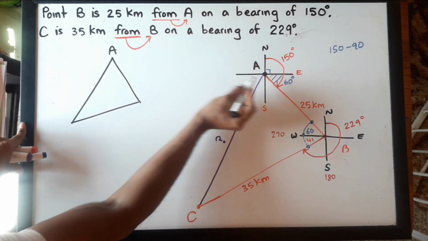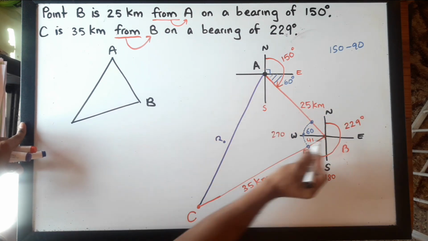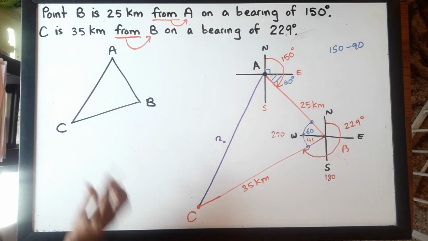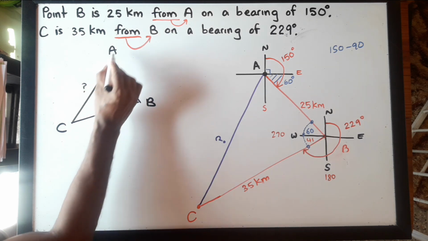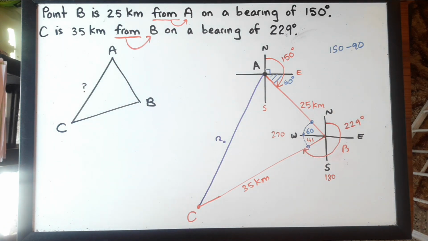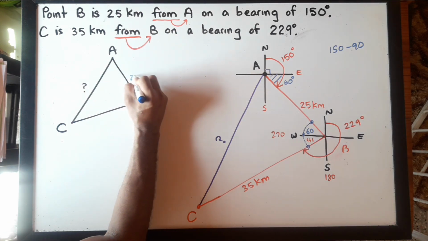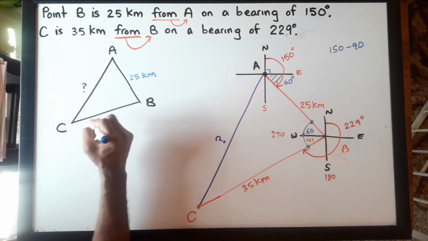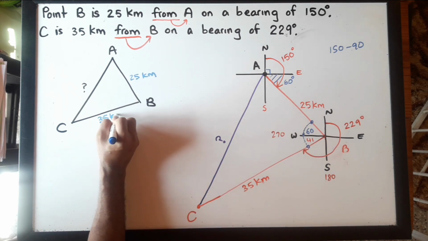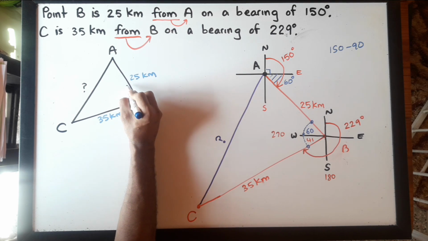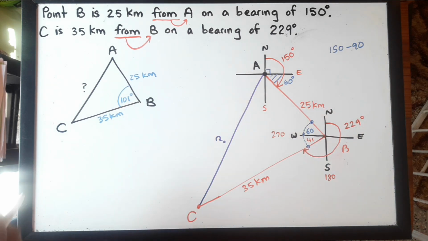Here's A, here's B, and here's C down here. Remember, the aim of the question is to find the length of this line. So let's put in some information. We know here's 25 kilometers. We know here's 35 kilometers. And we know the angle in between is 101 degrees. And we want to find the length of this line.